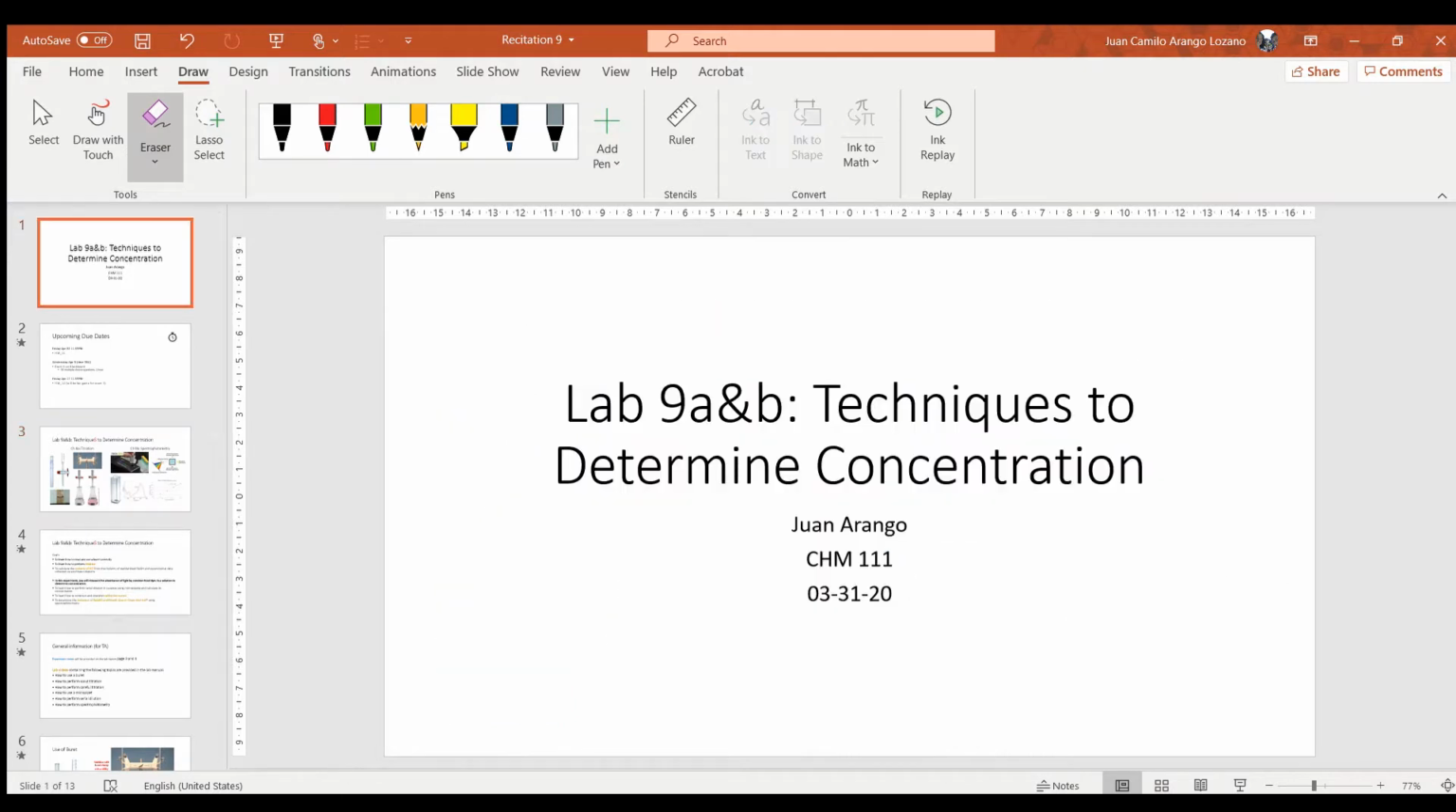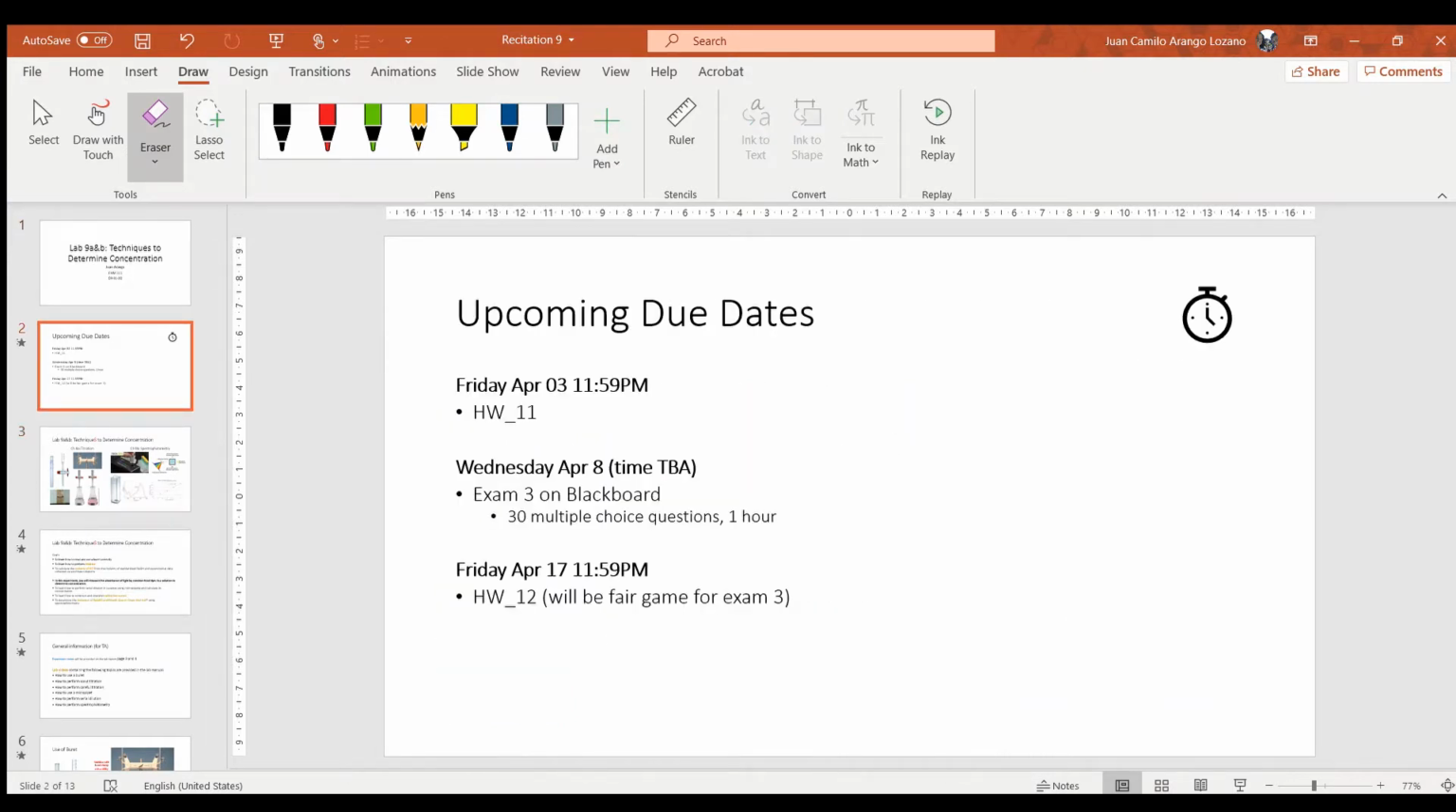So moving forward with this, I would like to discuss with you a few upcoming due dates. Remember that next Friday you have homework 11 due plus this laboratory report, and next Wednesday you will have your exam number 3, which is going to be via Blackboard, of course. So stay tuned so we can give you the instructions on how this is going to happen, because we have to make some arrangements in order to make this work. Friday, April 17th, homework number 12 is due. So just so you know, those are the coming due dates.